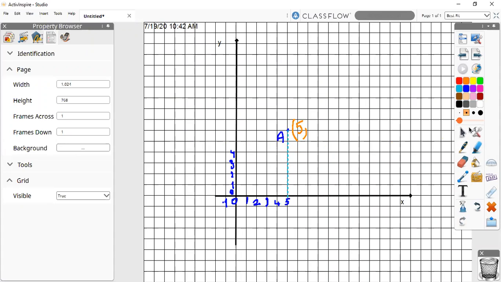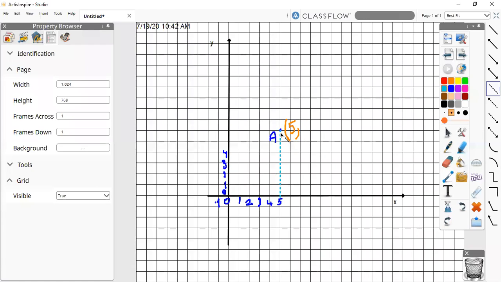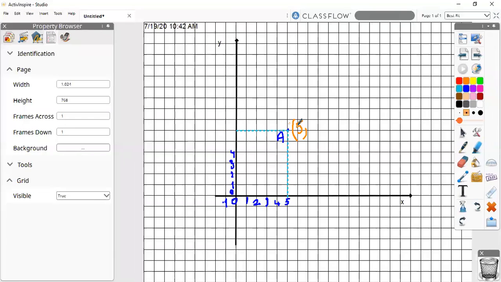Now the other one is related with the y number, okay, from point A, I am going to draw perpendicular line to the y-axis. Okay, it came here. I am going to count 1, 2, 3, 4, 5. It's 6. Then the y-coordinate will be what? 6 here. Six.